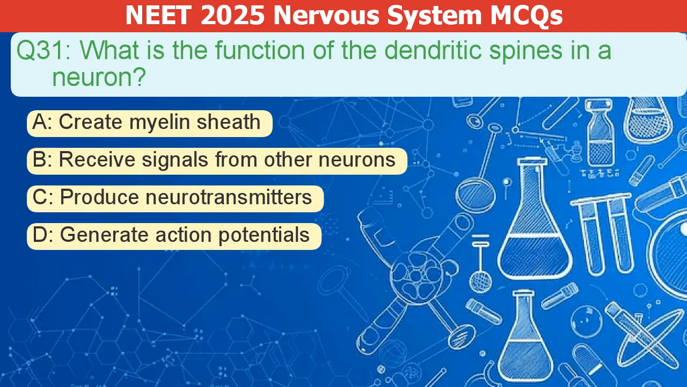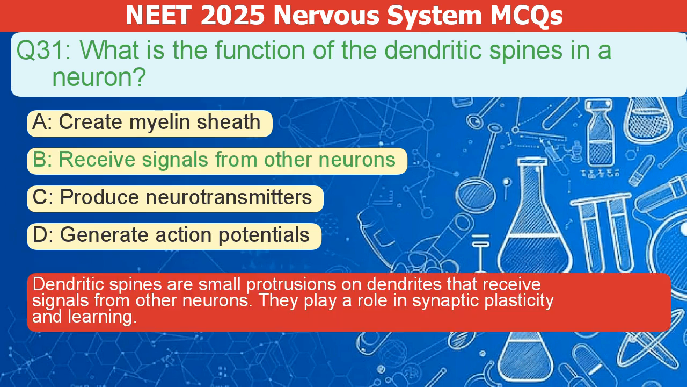What is the function of the dendritic spines in a neuron? A. Create myelin sheath. B. Receive signals from other neurons. C. Produce neurotransmitters. D. Generate action potentials. The correct answer is B. Dendritic spines are small protrusions on dendrites that receive signals from other neurons. They play a role in synaptic plasticity and learning.